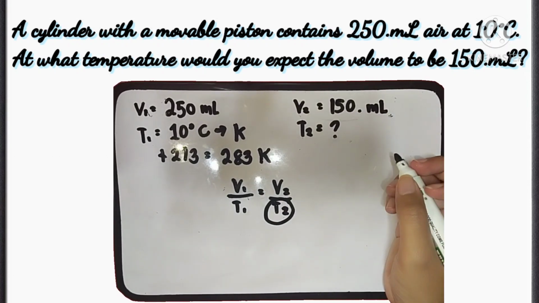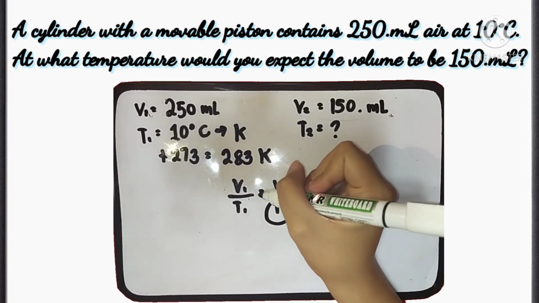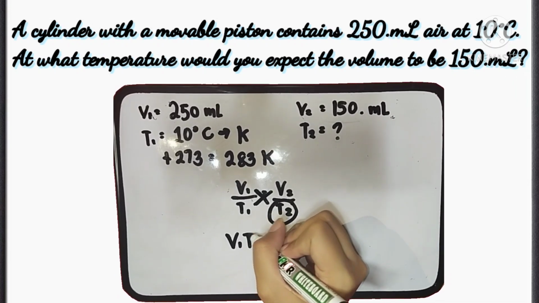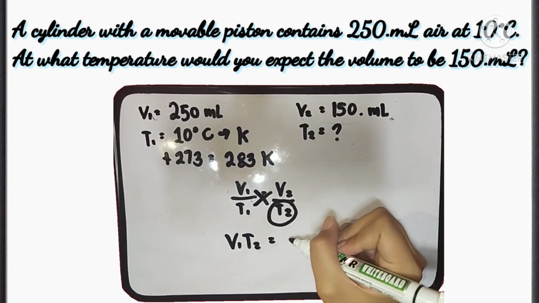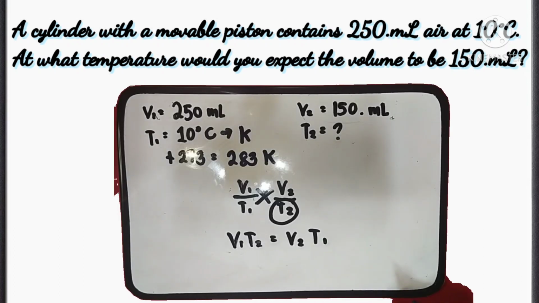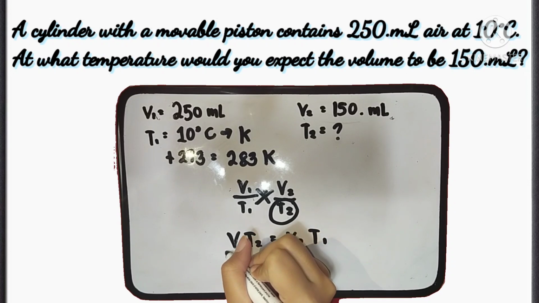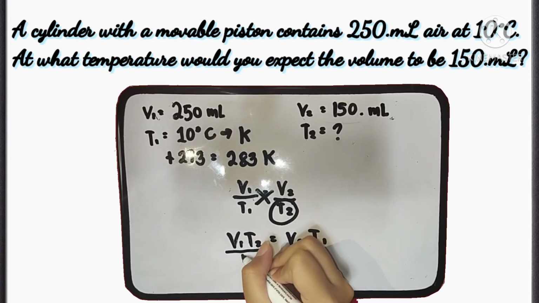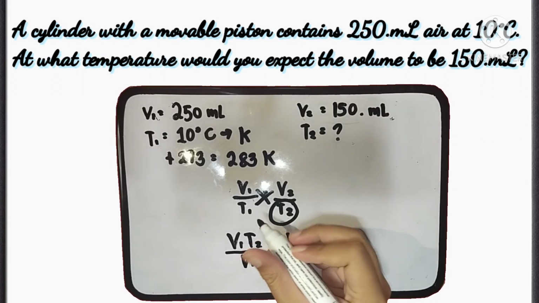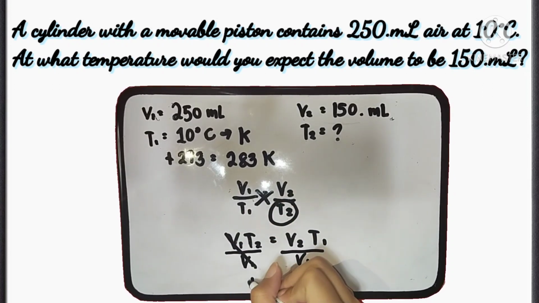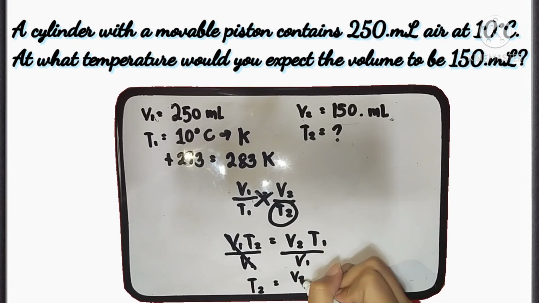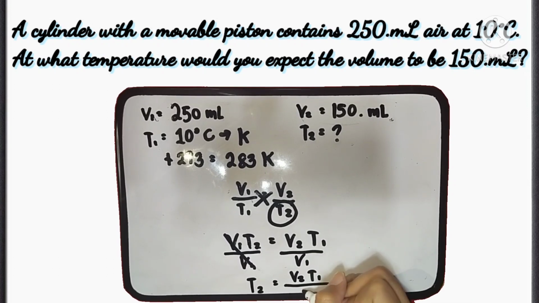To derive the formula, we will first cross multiply. So we have V1 times T2 is equal to V2 times T1. The same thing with the Boyle's law. We'll divide both sides by V1 since we are looking for T2. So V1 will be cancelled, and the final formula that we have is V2 times T1 over V1.